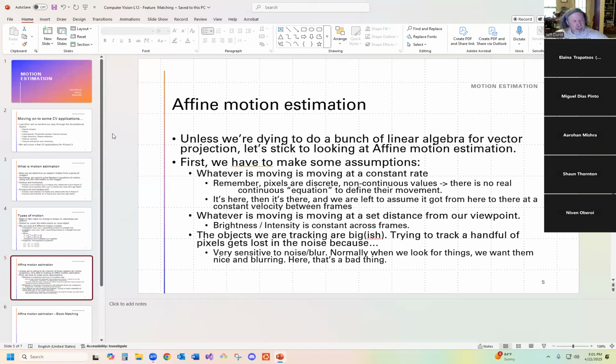All right. The other thing we are assuming when we are doing affine motion estimation is that nothing is getting closer or farther away from us. That is an extra step you can add, again, if you want to do the work on top of just normal affine motion estimation. But from the ground up, at our base model, we're assuming nothing is getting closer to us or farther away from us. And we sort of make that assumption by assuming intensity is going to be consistent across frames.